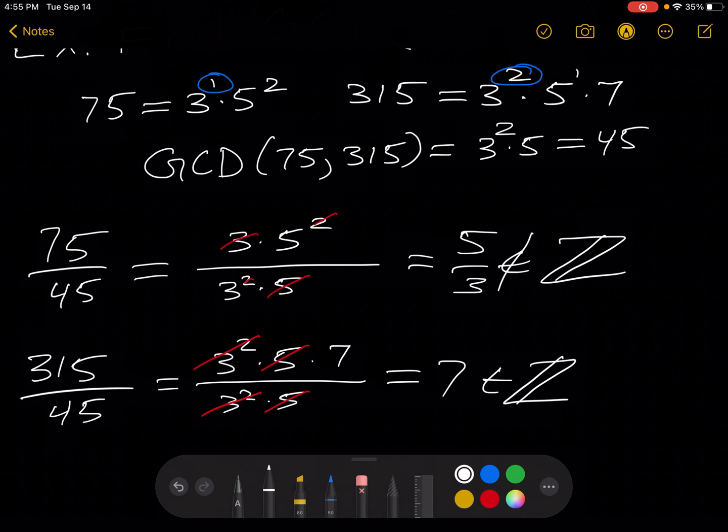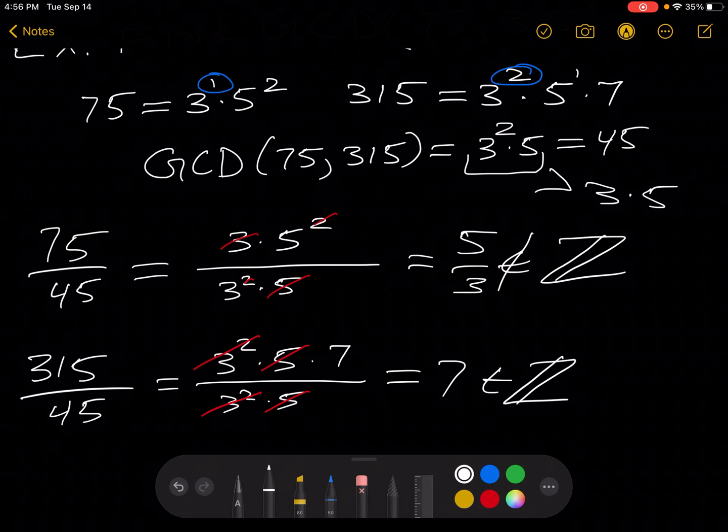And notice that 3 squared times 5, this is bigger than 3 times 5. So here we got a little bigger, but it didn't work. Same thing with the 7. We put the 7 on the end, 3 times 5 times 7. That's bigger than 3 times 5, but it didn't work. All right, let's try and get bigger still. Let's find another way to get bigger.